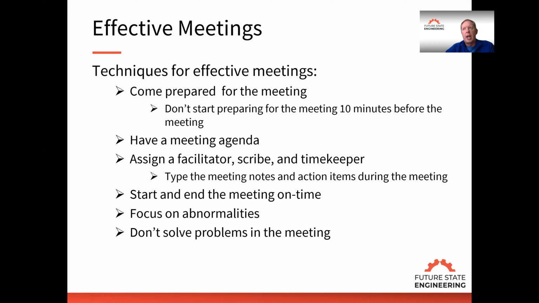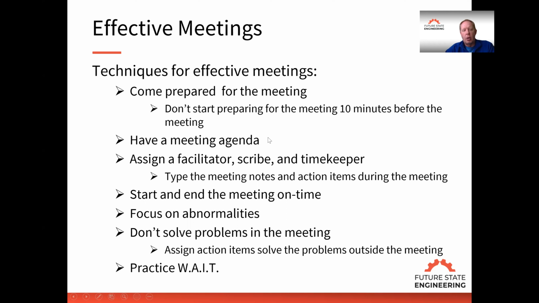And the key here is don't solve the problems in the meeting. If a problem arises, have a brief discussion about what the problem is, get agreement on the problem, and then assign it offline to have somebody work on coming up with a resolution to the problem outside the meeting. Then they come back to the next meeting and report what they found and what the action items need to be to go forward.